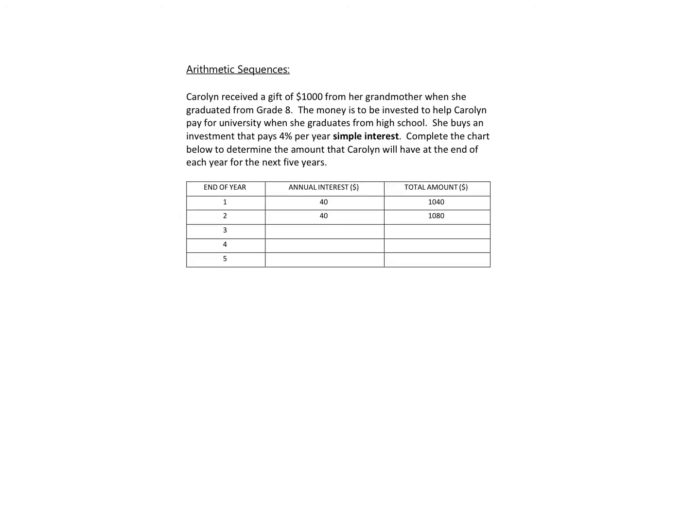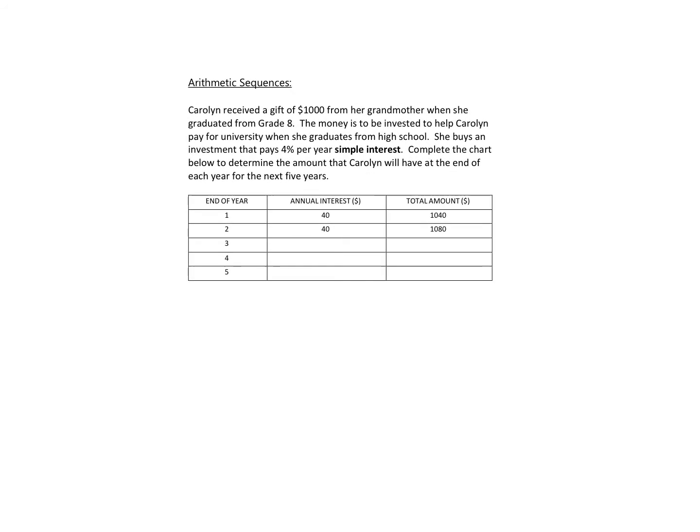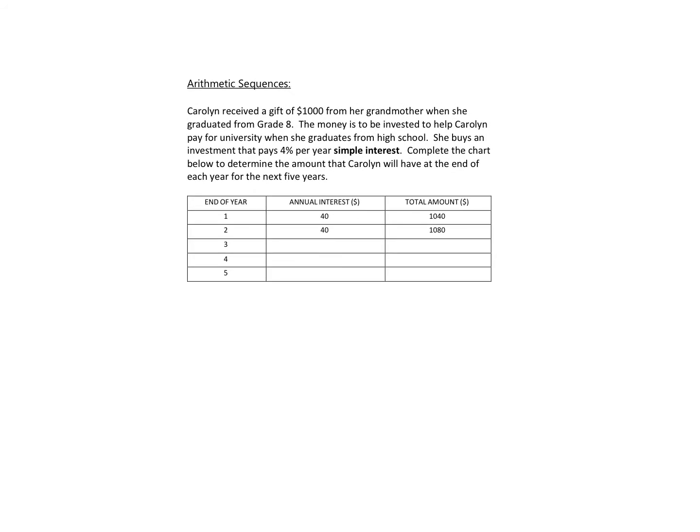Okay, so there are specific types of sequences. The first type we look at is an arithmetic sequence. So in this example, Carolyn has been given $1,000 and she's going to earn simple interest. What simple interest means is she's getting the same amount every time. So she's getting $1,000 and she's getting 4% every year. That works out to be $40. So every year she's getting $40.